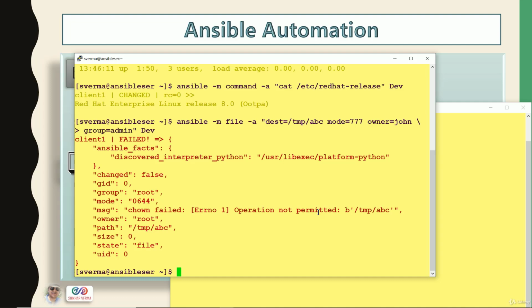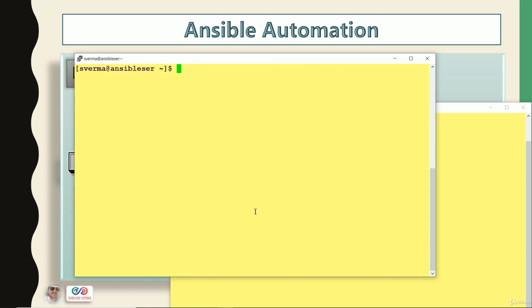Here you can see that it failed. For changing the ownership it is using the chown command, and the error I got is "Operation not permitted". So this is the error I have got. It means that this normal user doesn't have the permission, right?